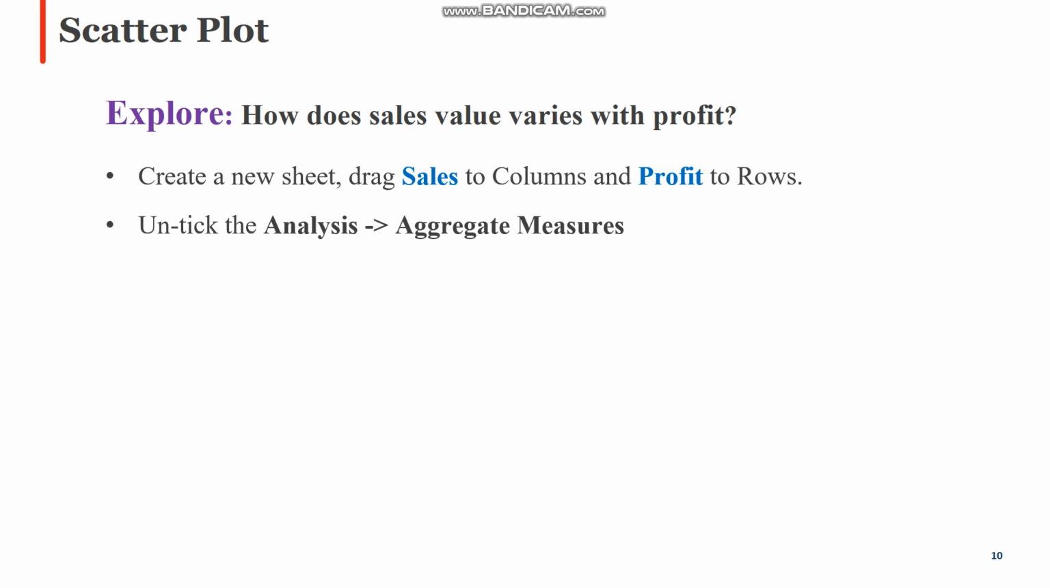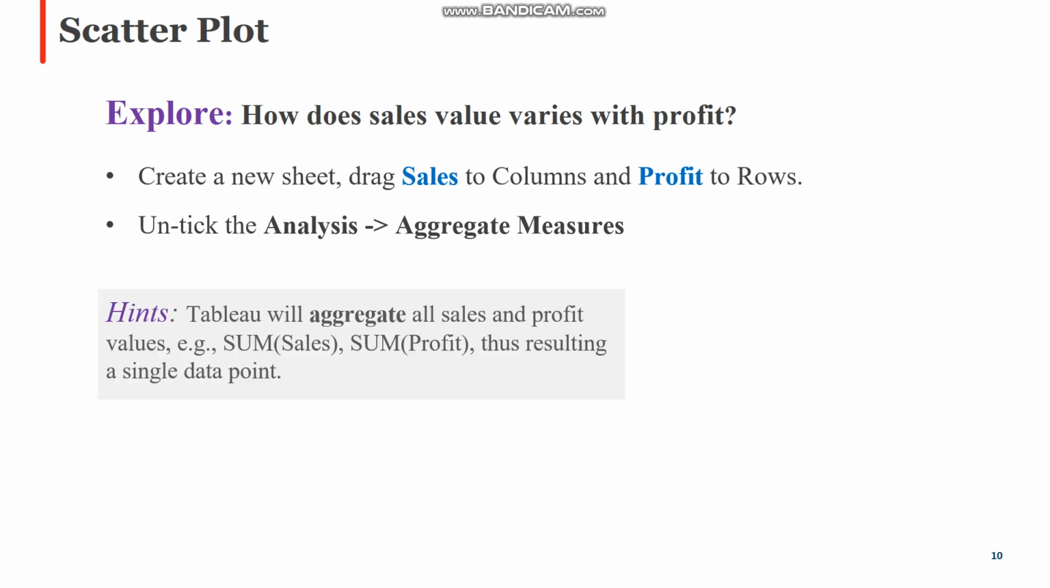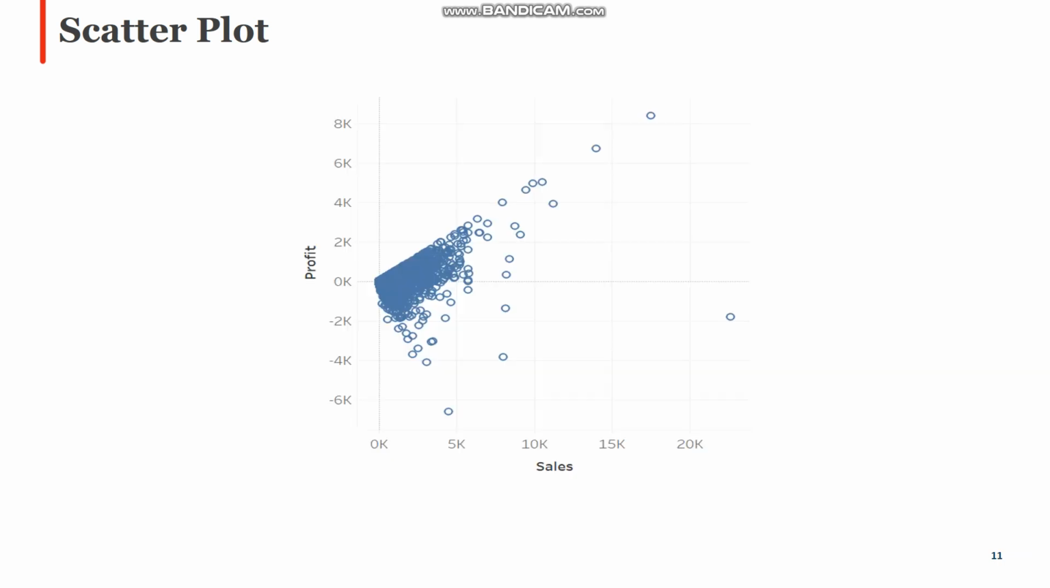You also have to untick the aggregate analysis, because Tableau will aggregate all the sales and profit values, for example, the summation of the sales or the summation of the profit, thus resulting in a single data point. So you need to untick the aggregate analysis. Once you have created it, you will have a scatter plot looking like this one.